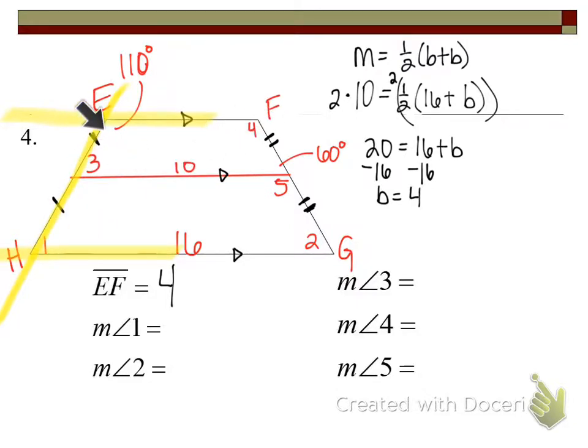In any trapezoid, you are going to have some consecutive interior angles that are supplementary. So what is the measure of angle 1? 70 degrees. Questions about that?